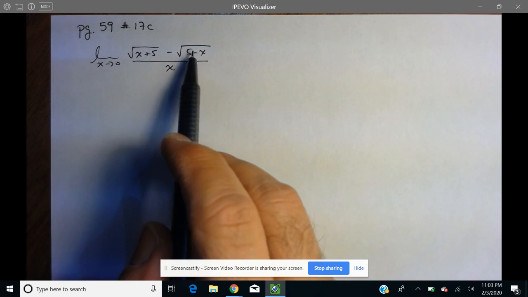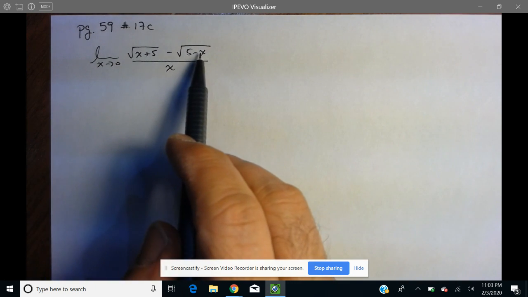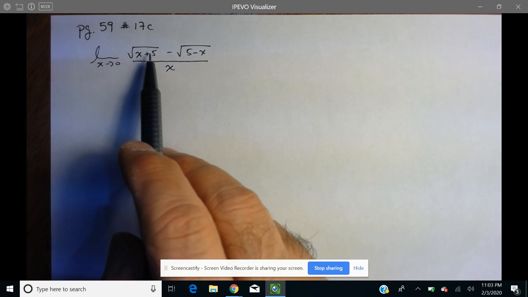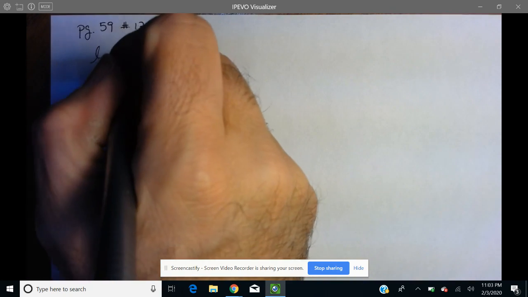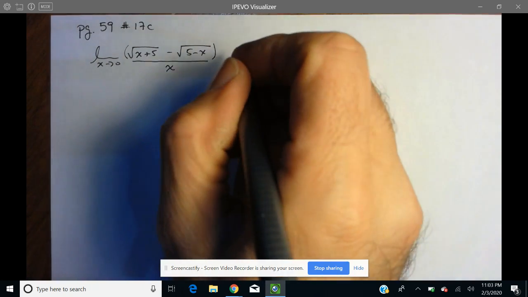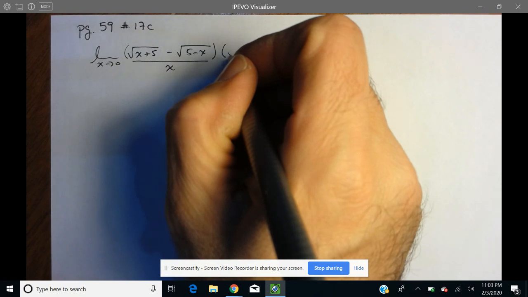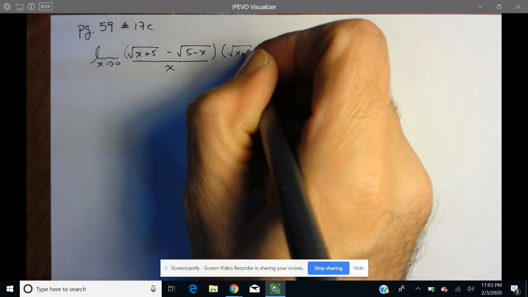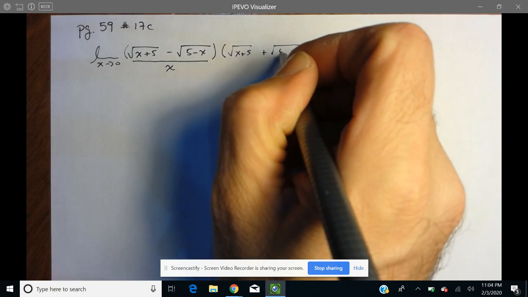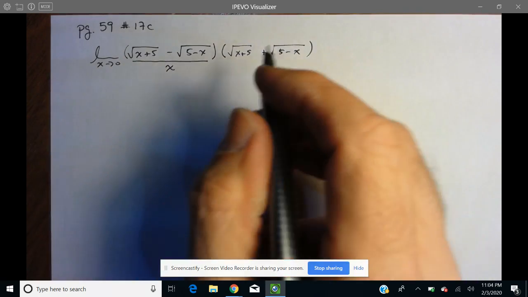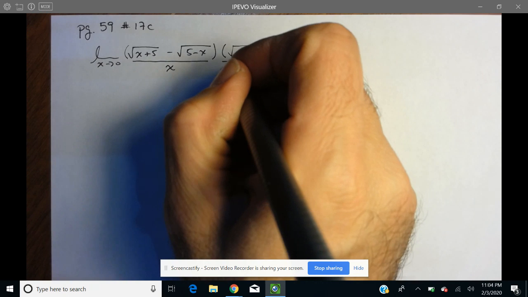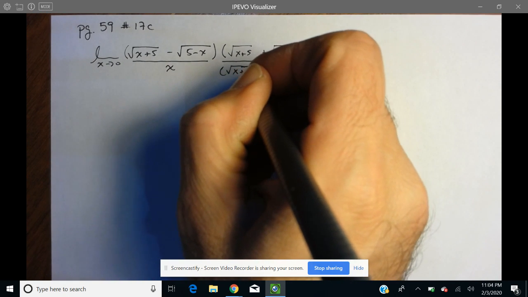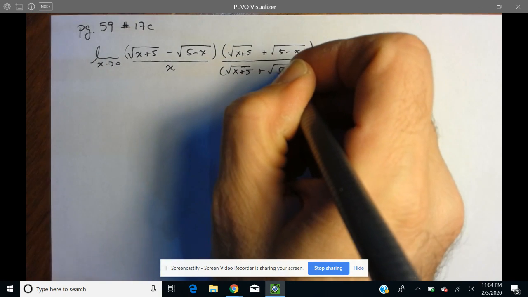Since I've got these variables of x in the numerator that are stuck inside these square roots, I'm going to multiply numerator and denominator by the conjugate in order to get them out. So hopefully I can do a little more algebra after that. I'm going to multiply the numerator by root x plus 5 plus root 5 minus x. And then, of course, in order to not change the expression, I also have to divide by root x plus 5 plus root 5 minus x.